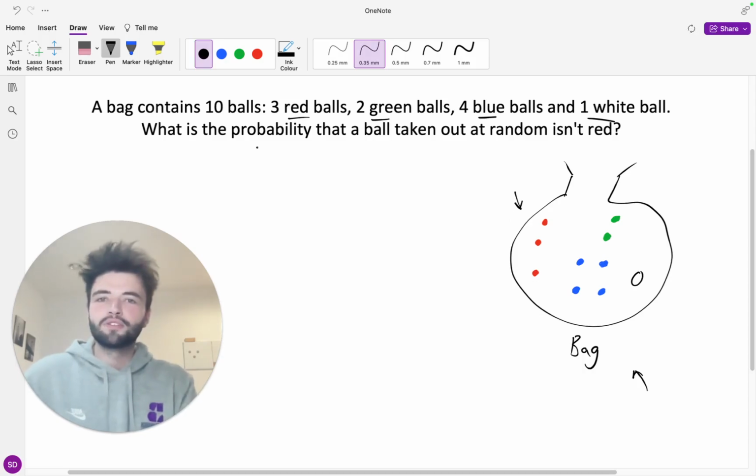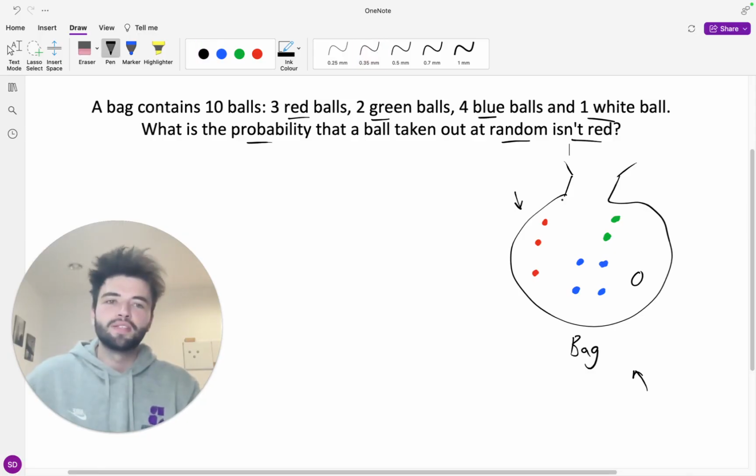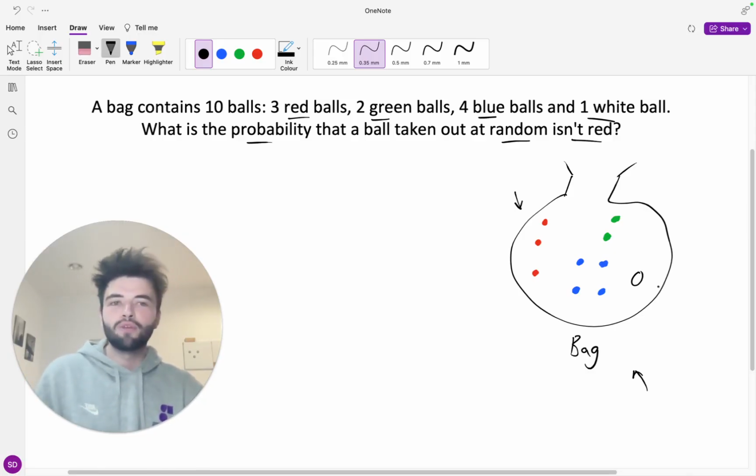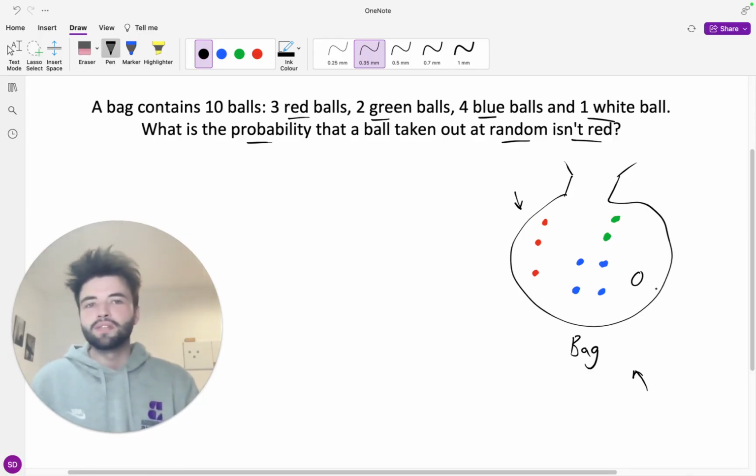And so the actual question is going to be, what is the probability that a ball taken out at random isn't red? So we need to basically figure out how many red ones are in there, what the chance of getting a red one is, and then just subtract that from 1.